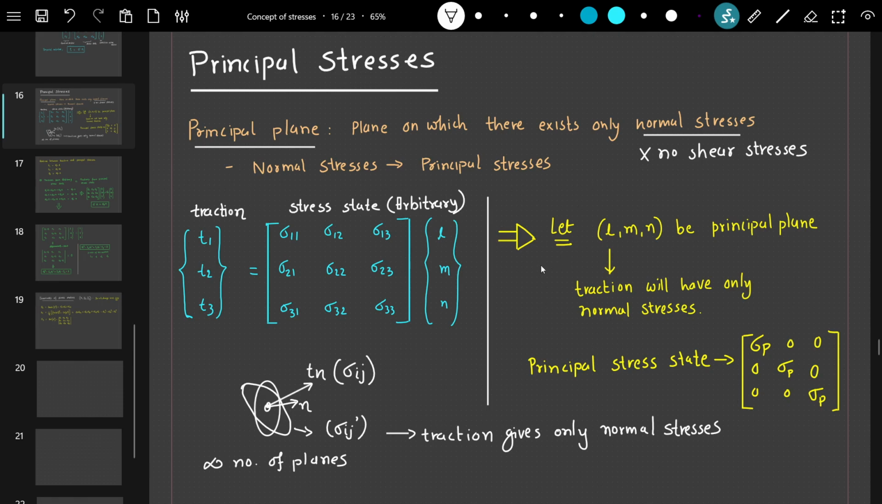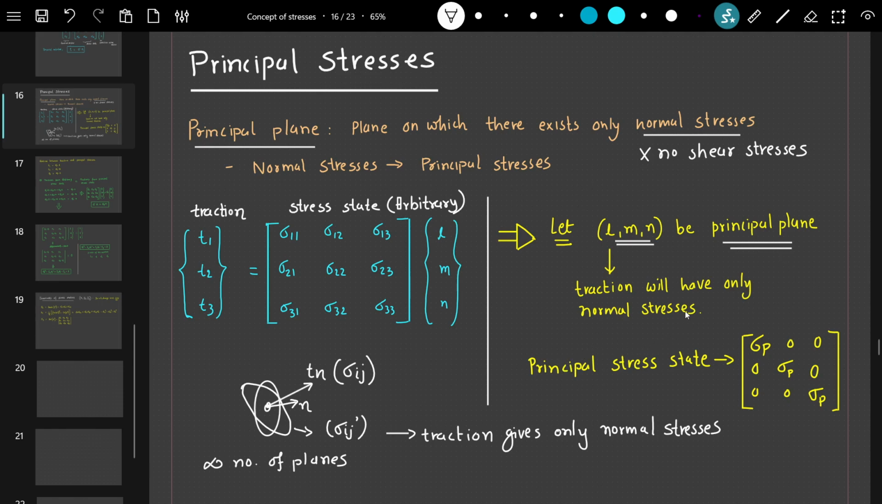Now we want to find the principal stresses from arbitrary stresses. We know those arbitrary stresses will become principal stresses on one particular plane, that is the principal plane. Let's take that particular plane as LMN. This LMN is the principal plane, and the traction will have only normal stresses on this principal plane, right?